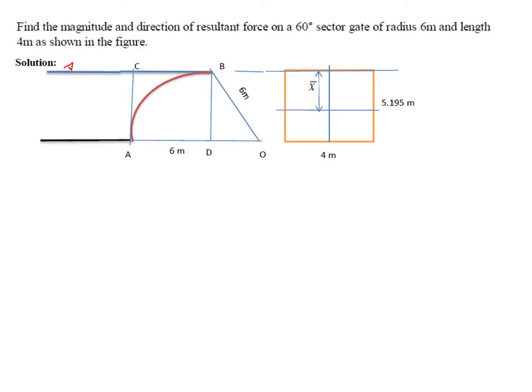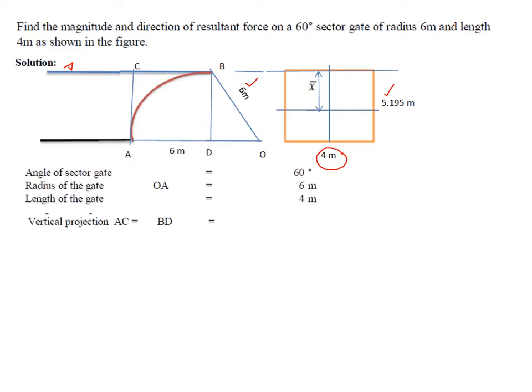Whenever I take this length, in the projected area it comes to 4 meters, and this sector gate has to be projected onto the vertical plane, which is BD. Knowing this radius of 6 meters, you can find out this BD, and that comes to about 5.195. This is the data that is given.